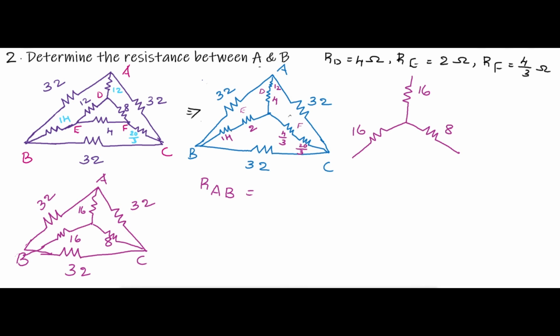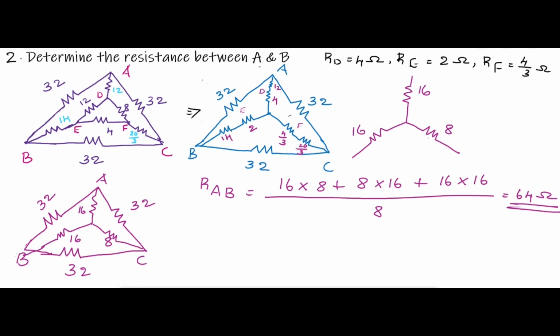So combinations you have to take: 16 into 8 plus 8 into 16 plus 16 multiplied by 16, all divided by, if it is A and B, you have to take C. So all divided by C, which is equal to 8. This is equal to 64 ohm.